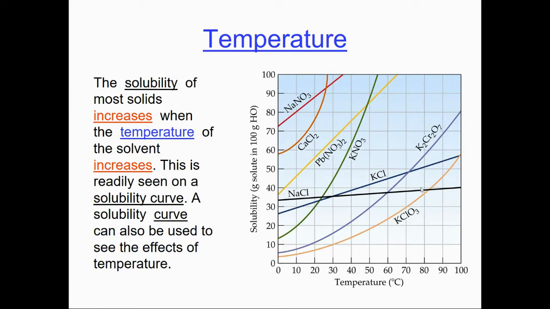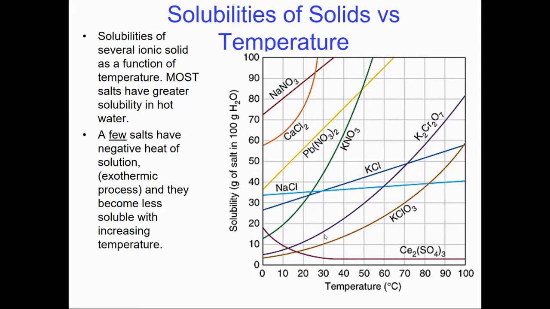This shows you the effect of temperature, and every ionic compound has its own curve. Okay? The solubility of your ionic compounds as a function of temperature is your solubility curve. Most salts have a greater solubility in hot water. But then you have this guy right here. If you notice, as your temperature increases, its solubility decreases.